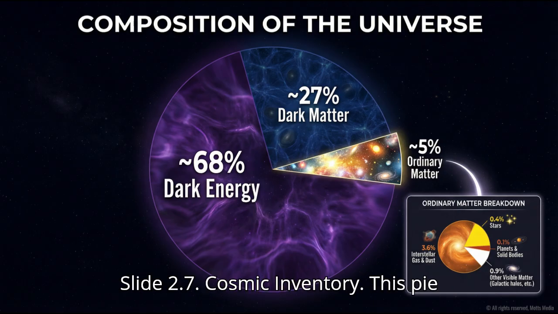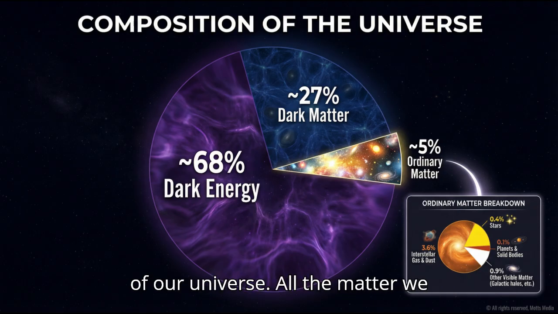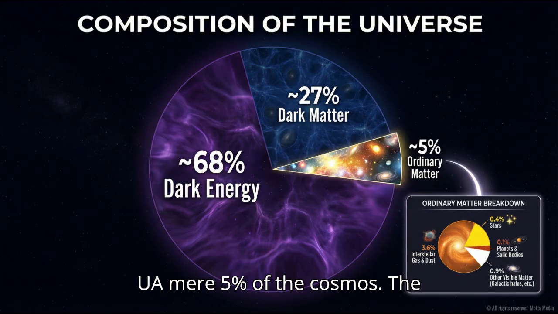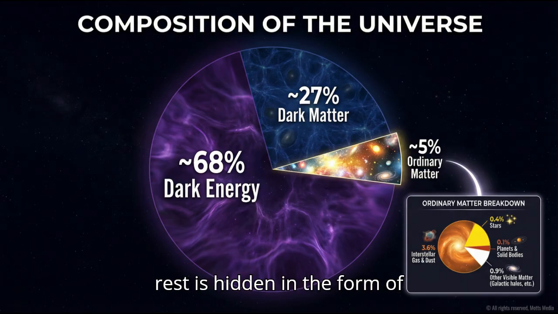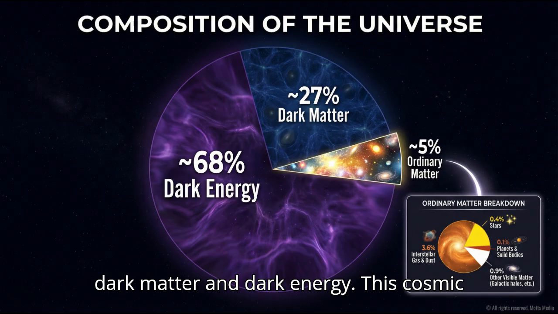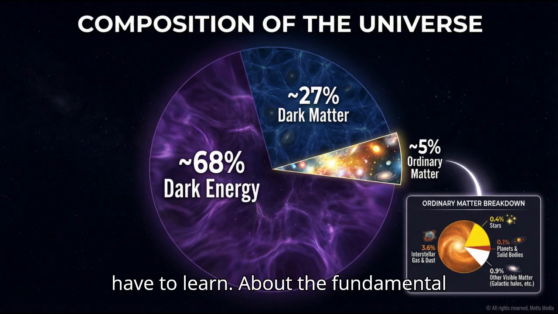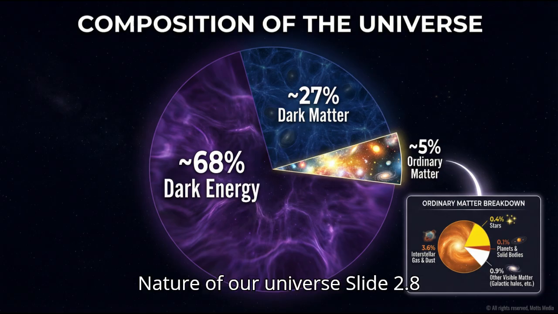Slide 2.7 Cosmic Inventory. This pie chart reveals the startling composition of our universe. All the matter we can see, stars, planets, galaxies, makes up a mere 5% of the cosmos. The rest is hidden in the form of dark matter and dark energy. This cosmic inventory highlights how much we still have to learn about the fundamental nature of our universe.